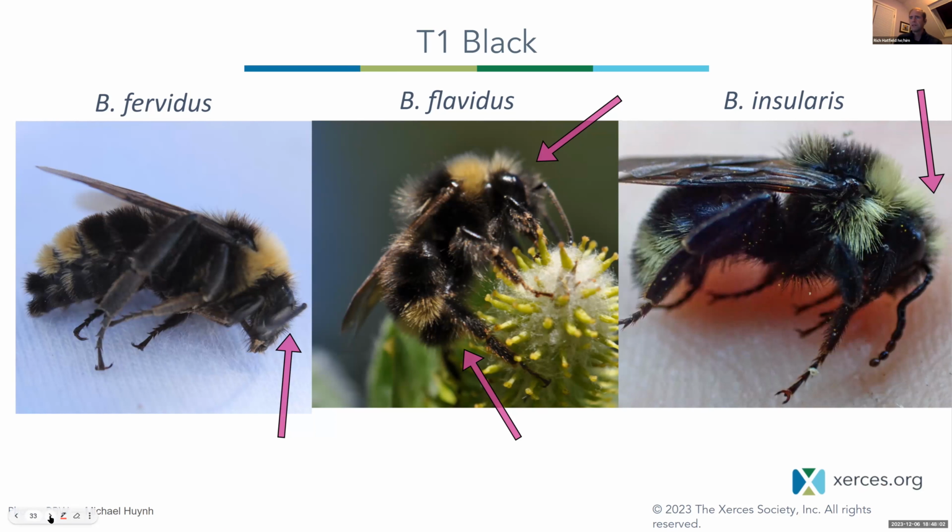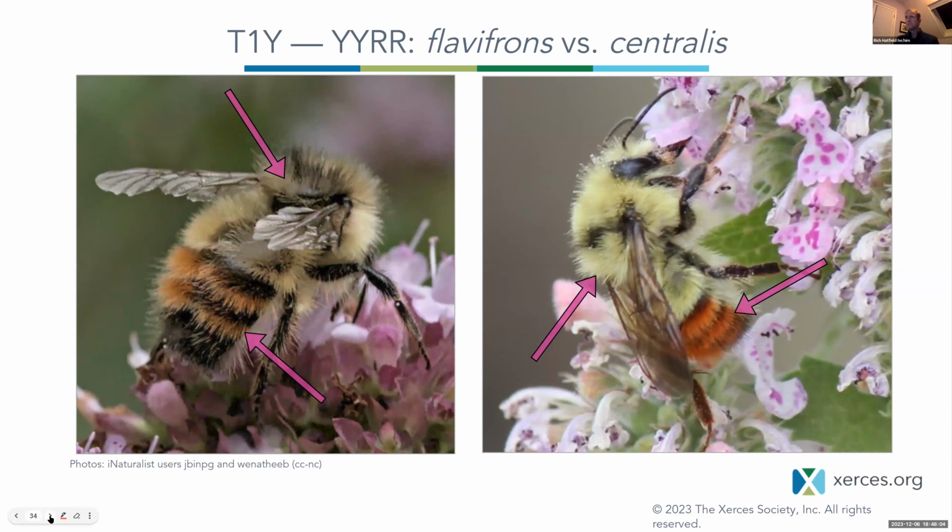There's some of the other ones that could be confused for each other. Moving on to the T1 yellow bees. This is Bombus flavifrons versus Bombus centralis, which have nearly identical color patterns. There's a few things that we can look at to try to distinguish these two species from each other. Number one on the left, this is Bombus flavifrons. What we look for is that first arrow that you can see up here near the thorax.